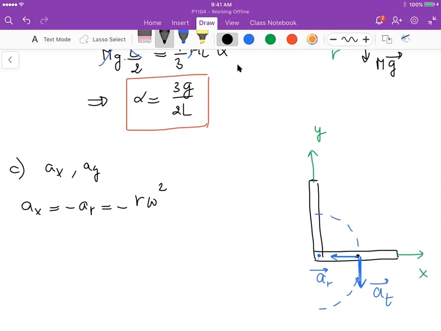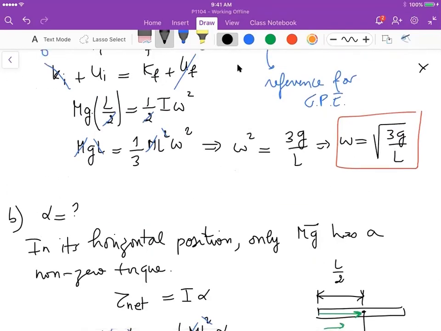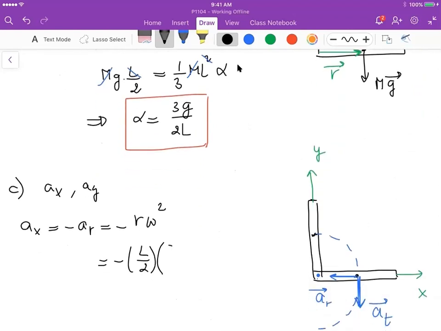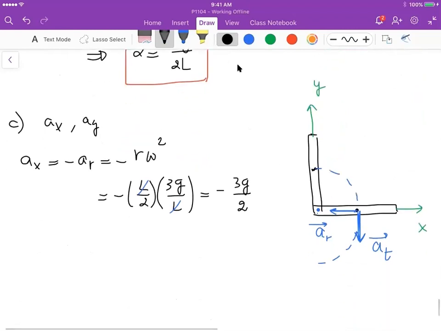So how much is r? The center of mass point is at distance L over 2 from the axis of rotation. So it's equal to minus L over 2, and omega squared is 3g divided by L, as we can see. Now if we cancel out the L, we end up with ax equals minus 3g divided by 2. This is the value of ax.